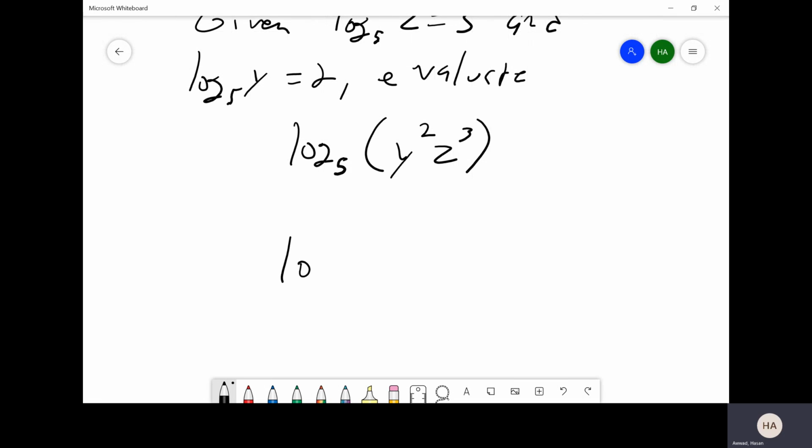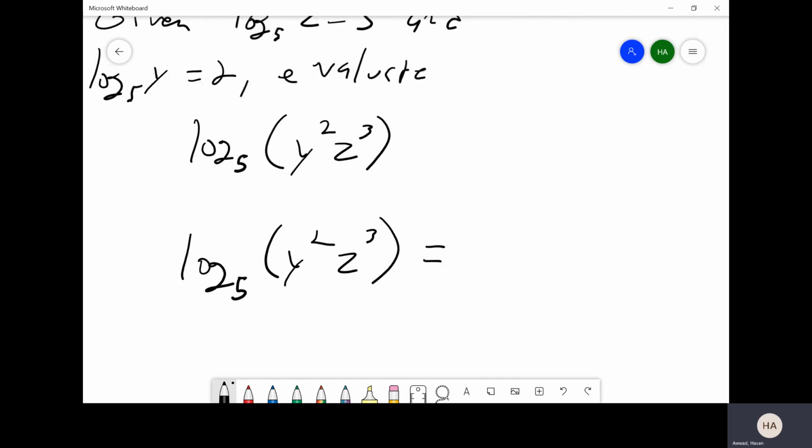Okay, so let's try to break this piece up. We again have log base 5 of y squared times z cubed. The idea here is, again, we notice we have one piece times a second piece, and that's inside of a logarithm. So we know we can use the product rule. The product rule says if we have 2 things being multiplied in one logarithm, we can split it into 2 logarithms separated by addition, and we keep the bases the same. So log base 5 of y squared plus log base 5 of z cubed.